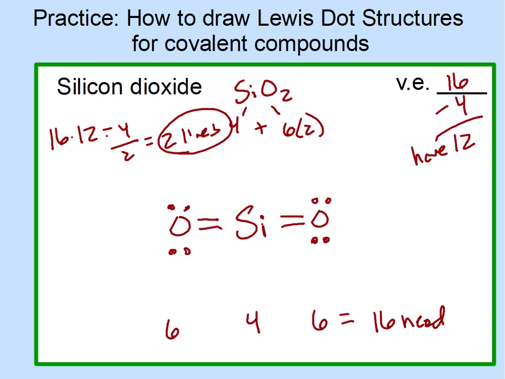So I double check, does everything have 8? 2, 4, 6, 8. 2, 4, 6, 8. 2, 4, 6, 8. Everything has 8. And did I use 16? 2, 4, 6, 8, 10, 12, 14, 16. Yes, so this is my final structure.